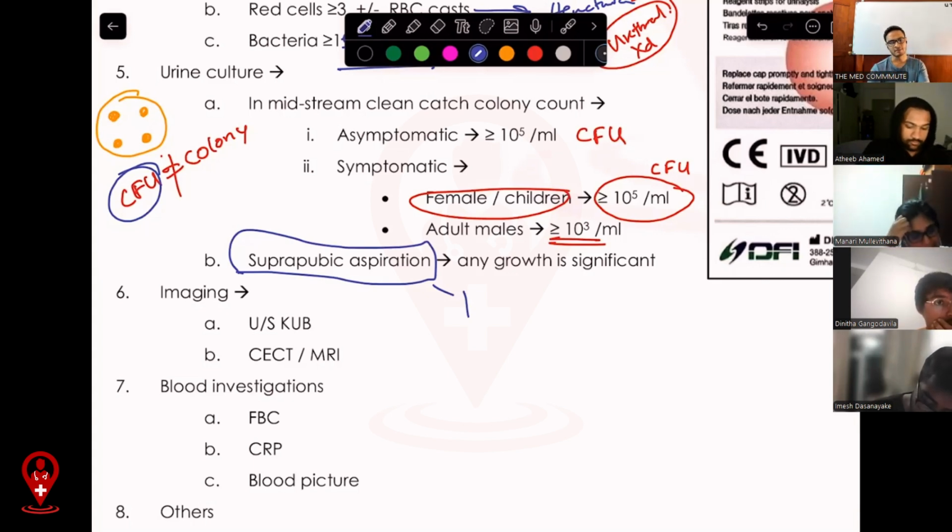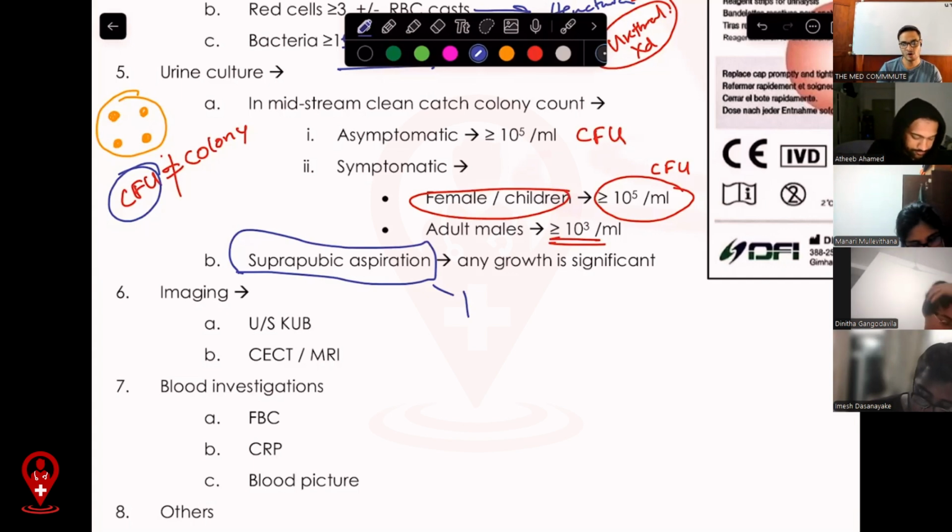Then CECT or MRI, guys, there is a place, but not commonly done. Not very important. Ultrasound KUB is very important. If the ultrasound does not yield satisfactory results and you cannot find the proper underlying cause, then you can go for a contrast enhanced CT or an MRI.